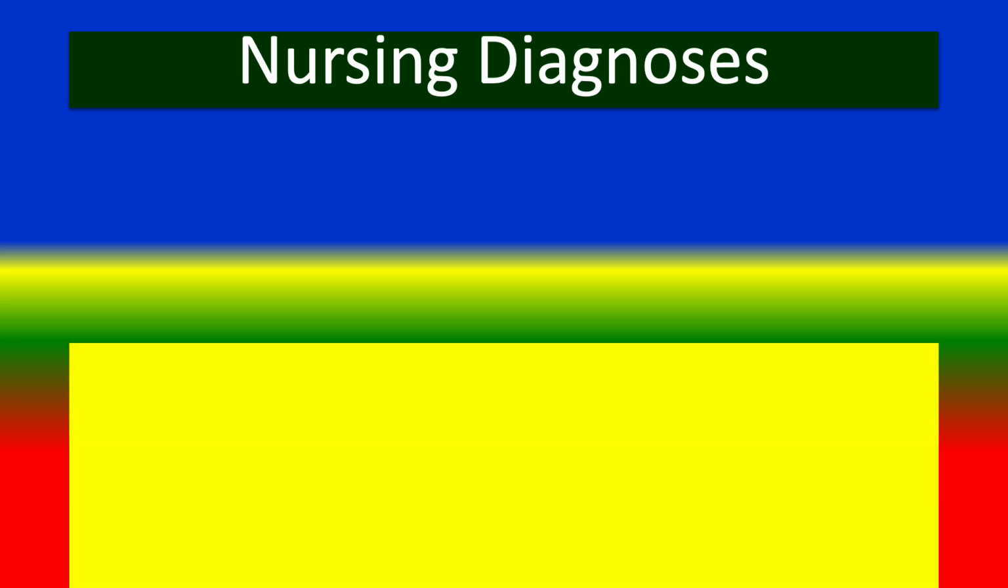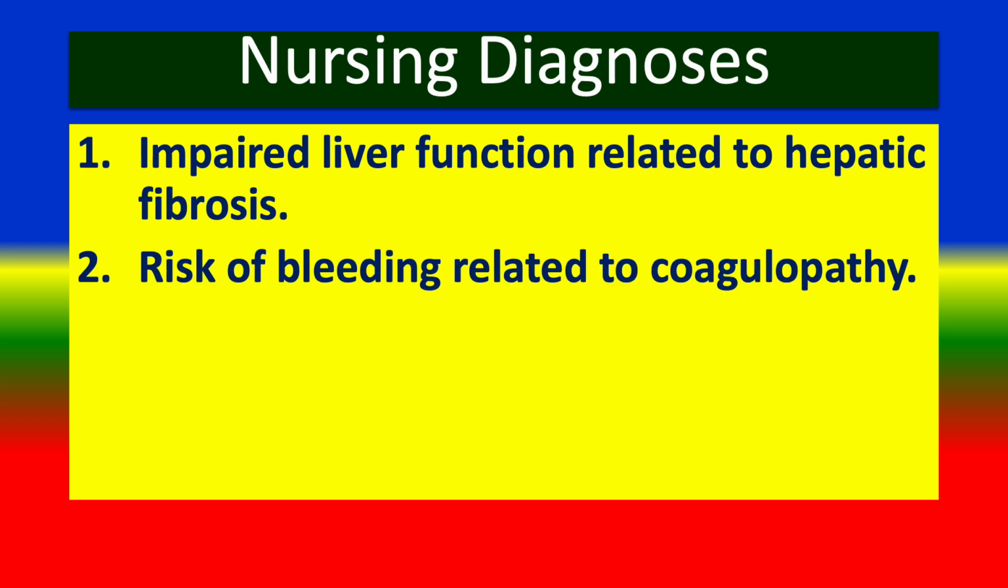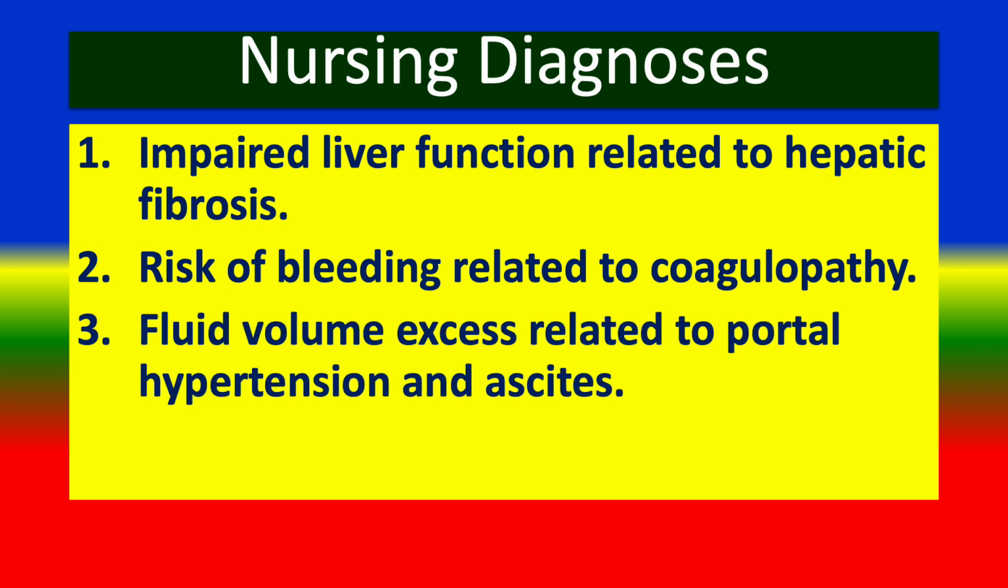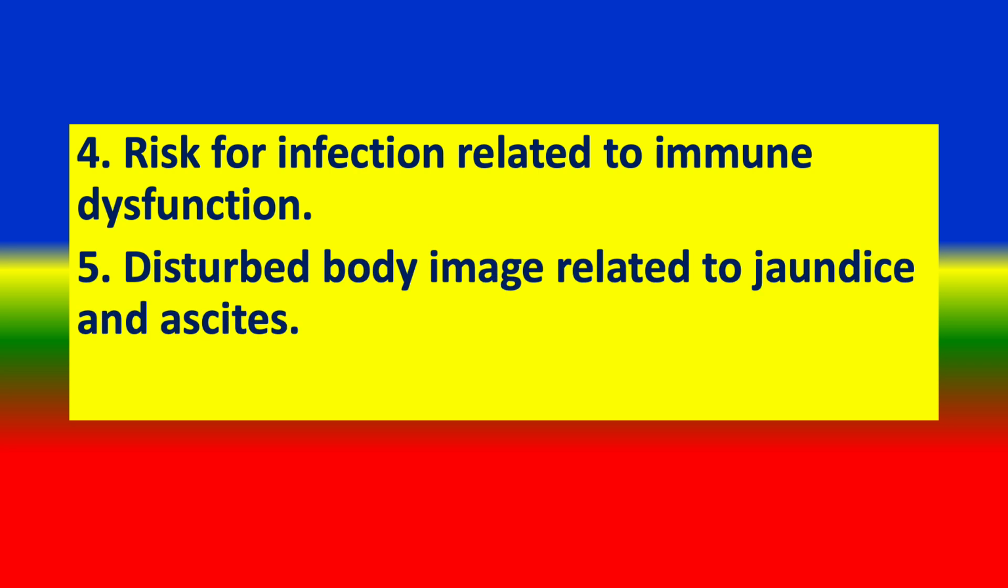Nursing diagnosis. 1. Impaired liver function related to hepatic fibrosis. 2. Risk for bleeding related to coagulopathy. 3. Fluid volume excess related to portal hypertension and ascites. 4. Risk for infection related to immune dysfunction. 5. Disturbed body image related to jaundice and ascites.